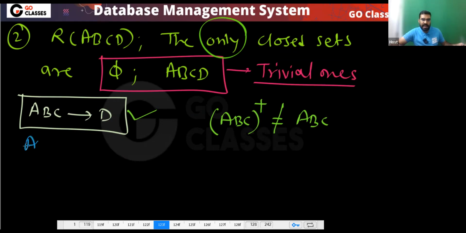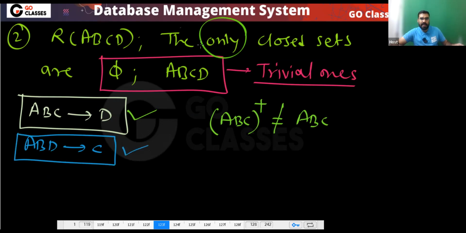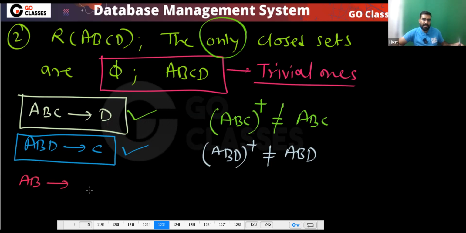Can I say ABD will definitely determine C? Can I guarantee this? Yes, I can guarantee because it is also not closed. ABD is not closed, so ABD closure is not the same as ABD. Now something interesting is coming. Can I say AB will definitely determine C?